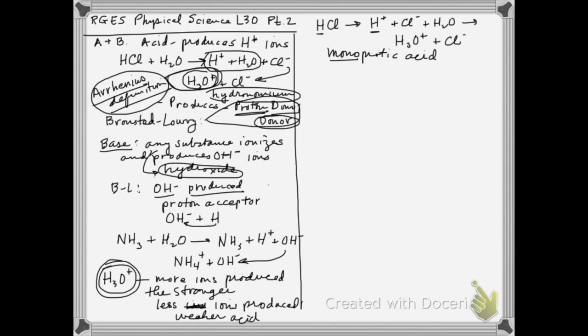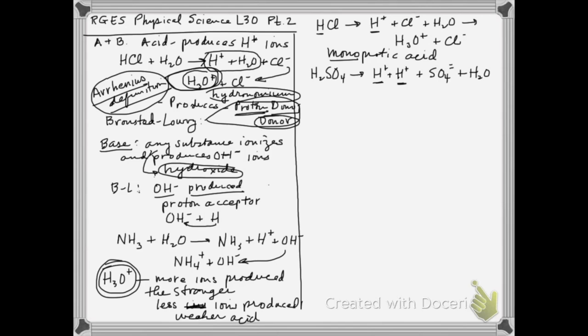Let's take another acid like H2SO4. This is sulfuric acid. And sulfuric acid will break down and you'll have H plus another H plus, SO4 minus plus the water that it's in, you see. And notice what you get. You get two of these hydrogens that are breaking down.